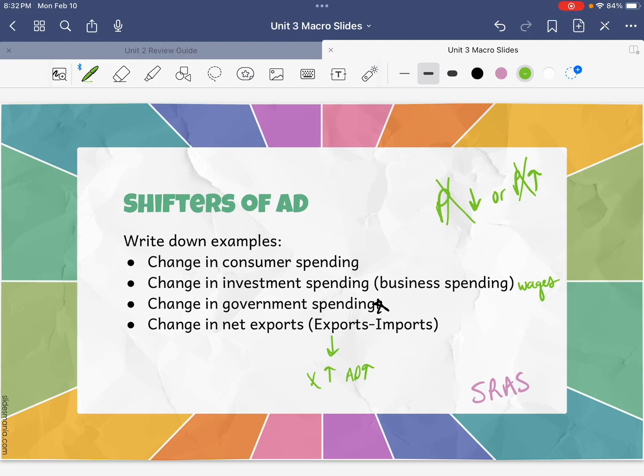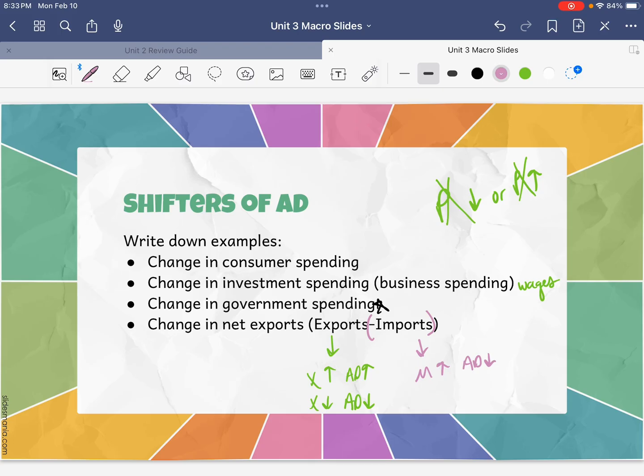Because we are making stuff and it is demanded across the world, okay? If exports go down, then aggregate demand will go down. If we make less stuff, then that whole equation, CIGX, will go down, and American stuff is not being demanded. Now, imports is going to be the opposite. It gets funky. Look at this. This is minus imports, meaning imports are negative.